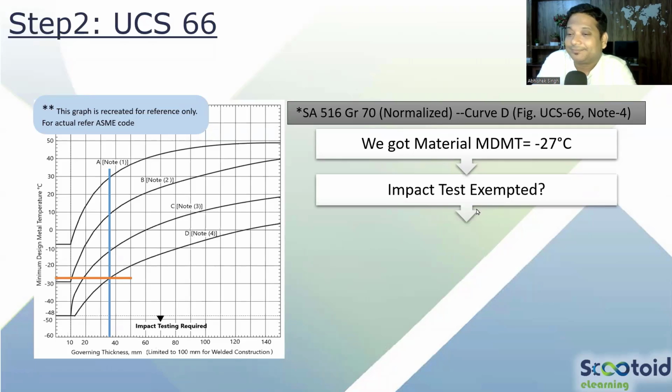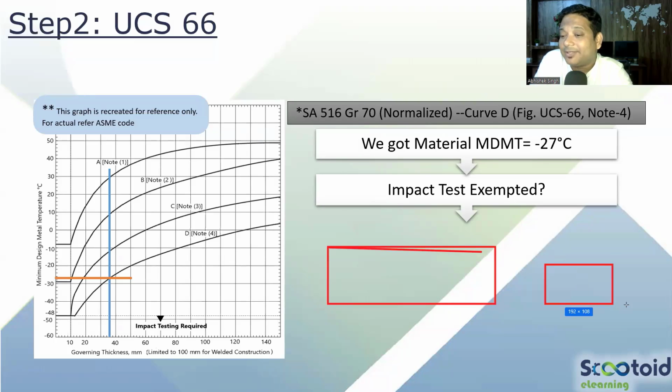So minus 27 is what we have got as the material MDMT. Now, can I take that exemption by using UCS 66? I got the material MDMT as minus 27, and my requirement was minus 32. Governing thickness is the minimum thickness of the welded parts. In a very short definition, since there's a very long definition of it with lots of things involved, if I have welded a component with a certain thickness to a component of lower thickness, the governing thickness here will be the lowest thickness which we are welding. That is the definition of the governing thickness.